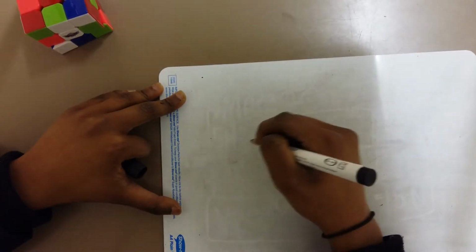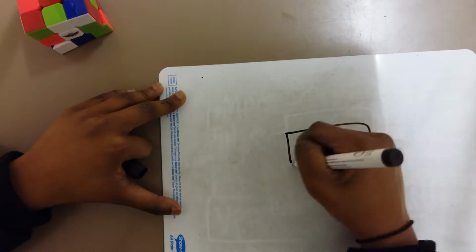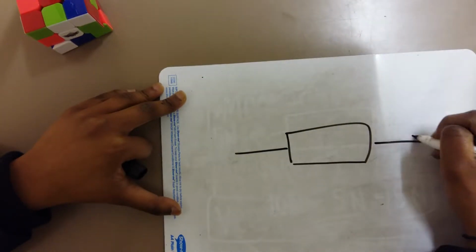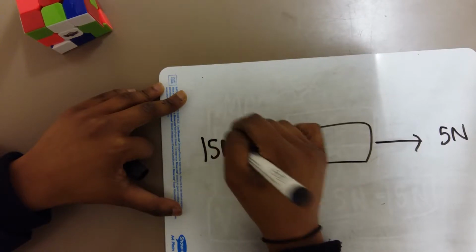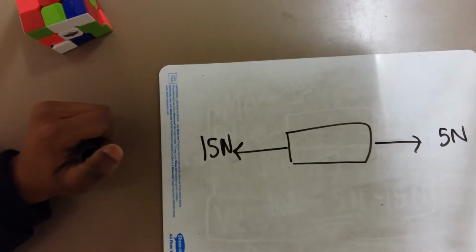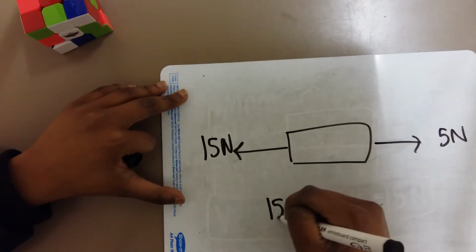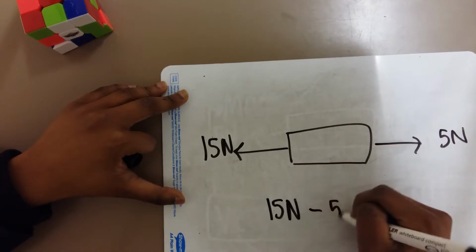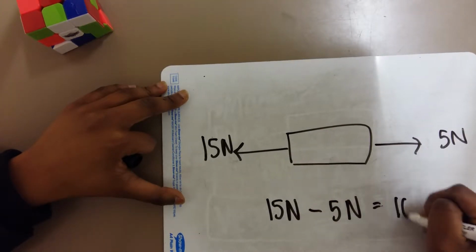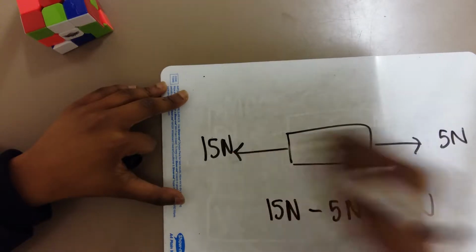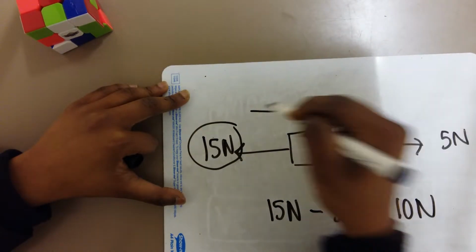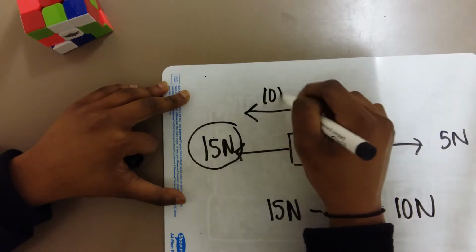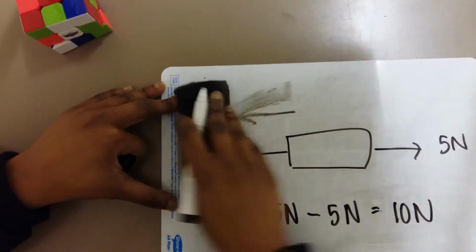What if we had it something like this? What if we had 5 newtons here and 15 newtons here? Well, you do the same thing. You do 15 newtons minus 5 newtons gives us 10 newtons, and that would be in the direction of the greater force, which is 15 newtons. So it would be moving 10 newtons to the left. That would be the resultant force in that situation.